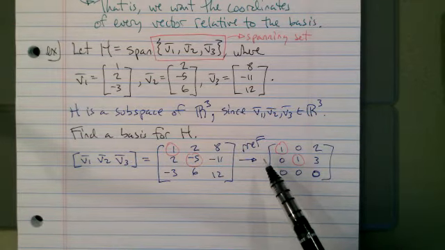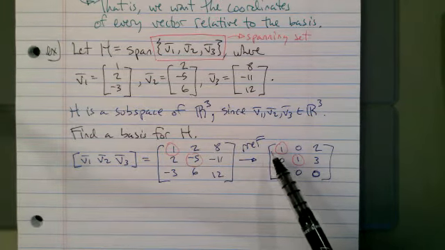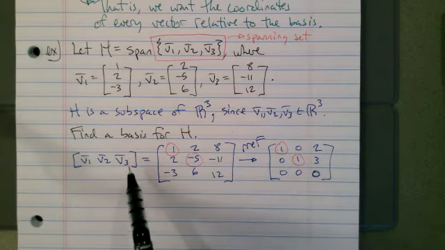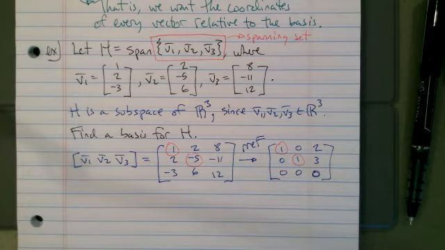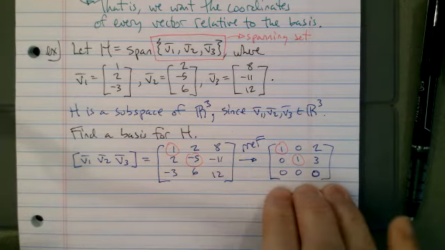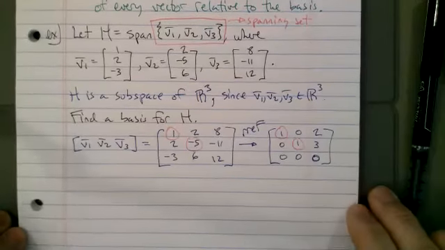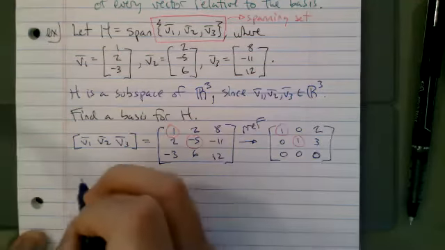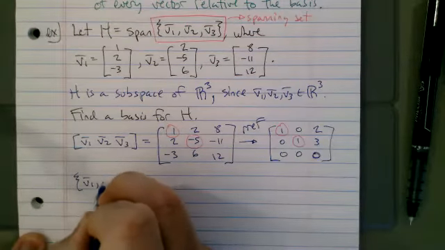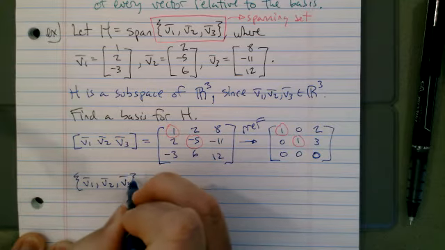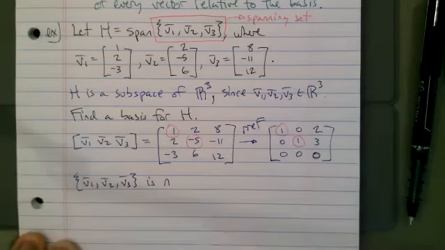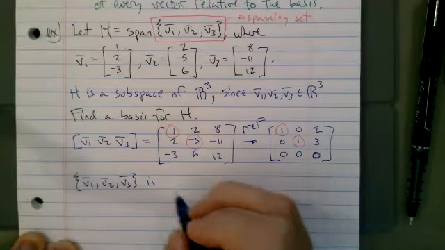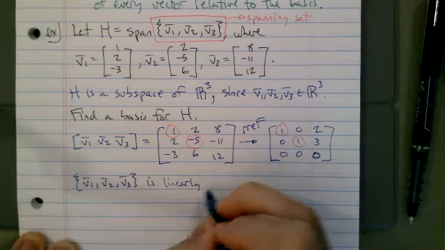Does that make sense? It's really important that you don't say the reduced row echelon form has a pivot in every column, therefore this set of vectors is linearly dependent or independent. So it's the matrix that has the pivots. The reduced row echelon form is just what we use to find those pivots. So what we see is that the set of vectors V1, V2, V3 is linearly dependent.